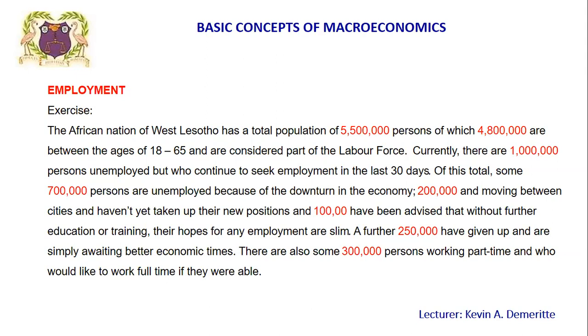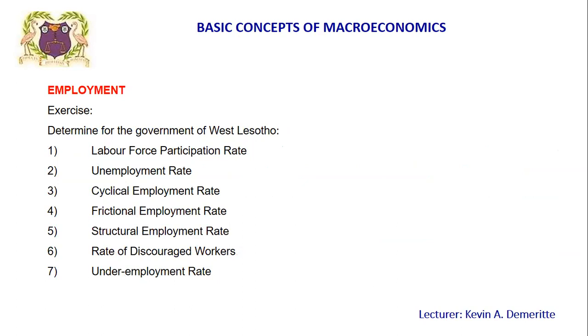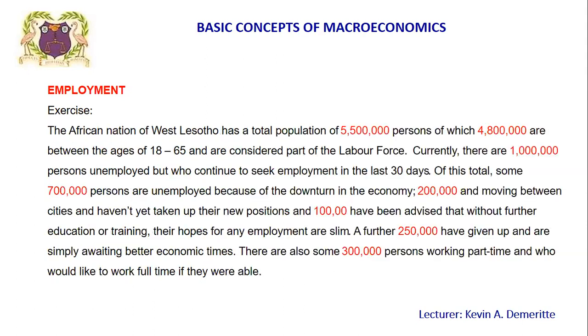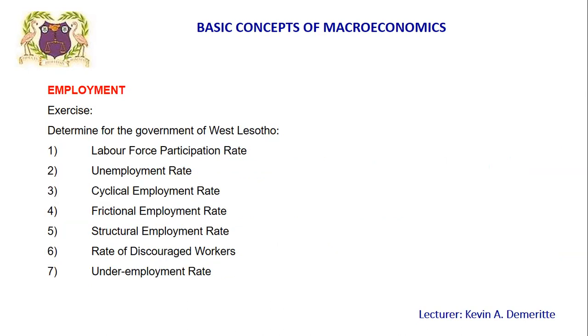So you'll be given a scenario very similar to this. And you'll also be given these 7 questions. Determine for the government of West Lesotho, what's the labor force participation rate? What's the unemployment rate? What's the cyclical unemployment rate? What's the frictional unemployment rate? What's the structural unemployment rate? What's the rate of discouraged workers? And what is the underemployment rate? You'll be given this scenario with similar numbers, and you're asked to answer those 7 questions. I'll walk you through this example.